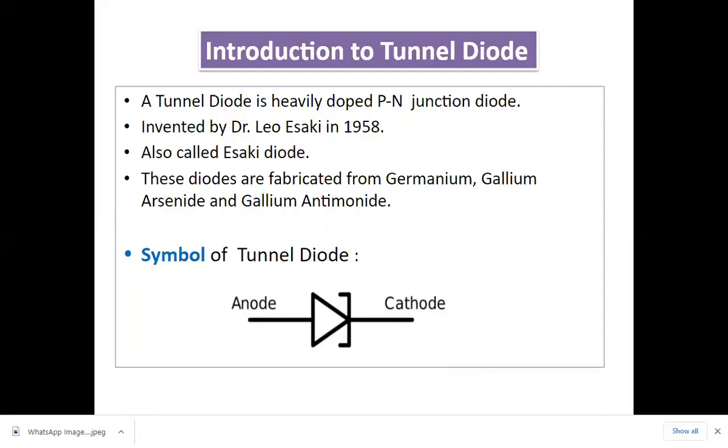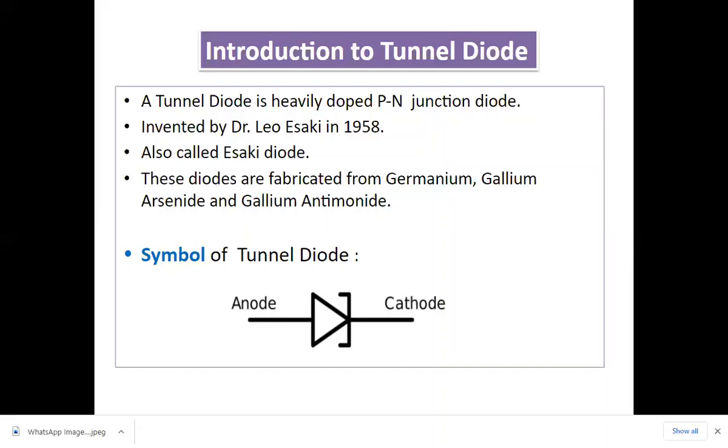Leo Esaki observed that if a semiconductor diode is heavily doped with impurities, it will exhibit negative resistance. Negative resistance means the current across the tunnel diode decreases when voltage increases. In 1973, Leo Esaki received the Nobel Prize in Physics for discovering the electron tunneling effect used in these diodes.